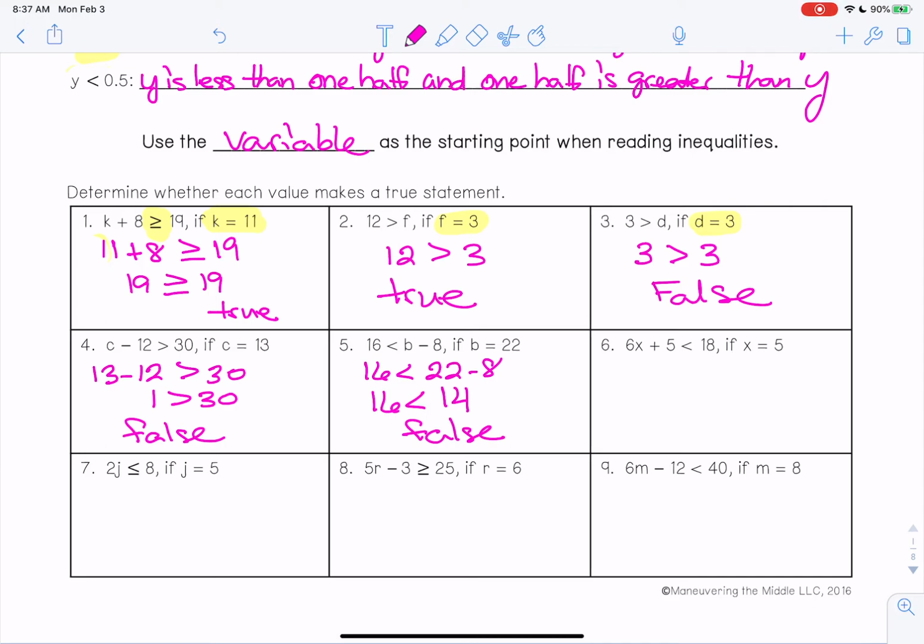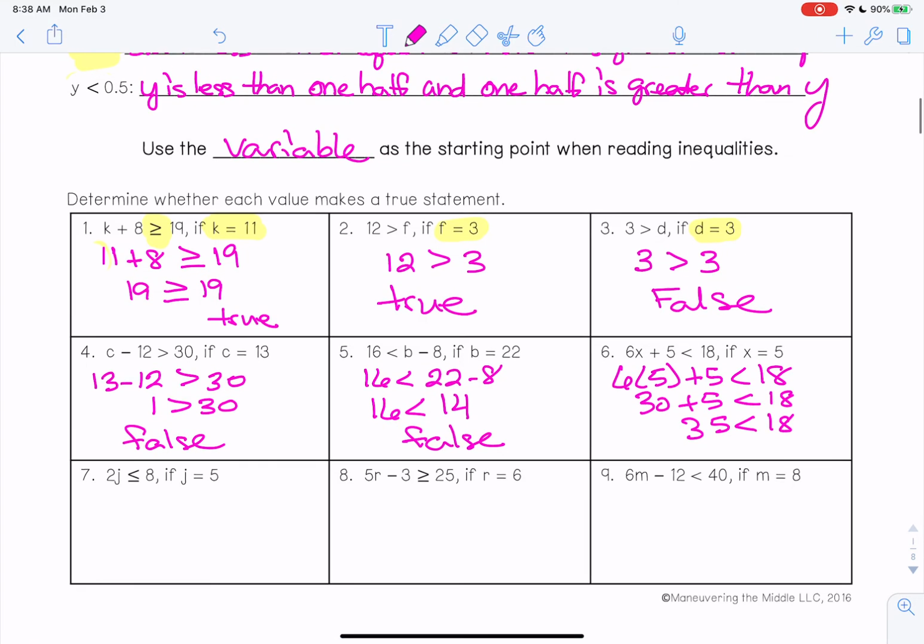Okay, now we have x equals 5, so that would be 6 times 5 plus 5 is less than 18. 6 times 5 is 30. 30 plus 5 is 35. 35 is not less than 18, so this is false. For 7, we have j equals 5, so that would be 2 times 5 is less than or equal to 8. 2 times 5 is 10. 10 is not less than or equal to 8. So once again, false. We have a lot of falses.